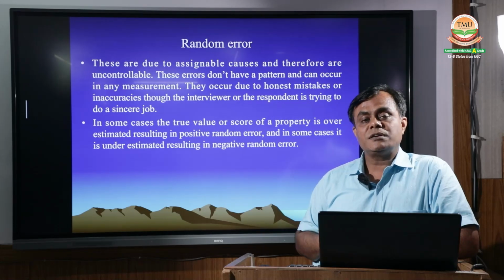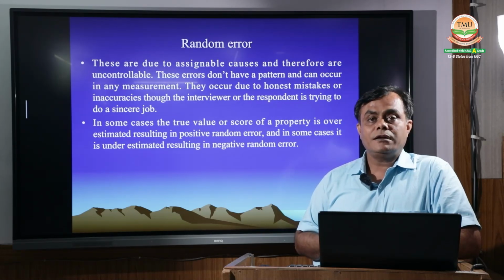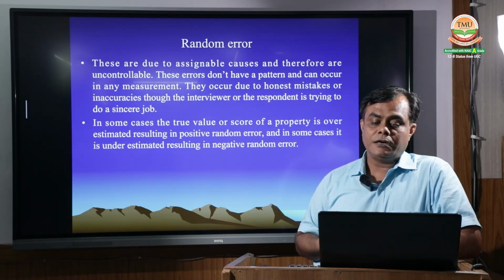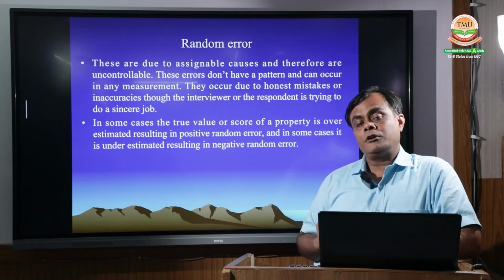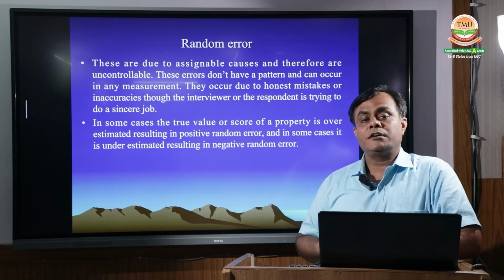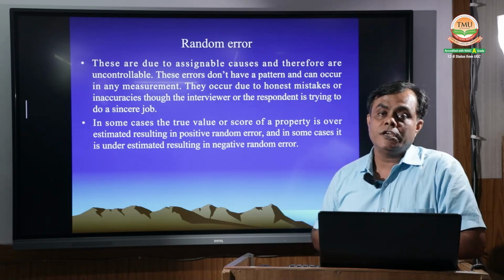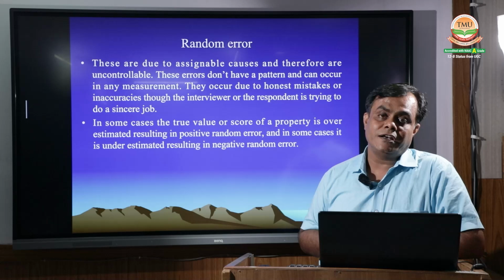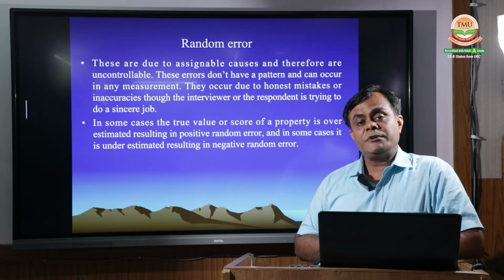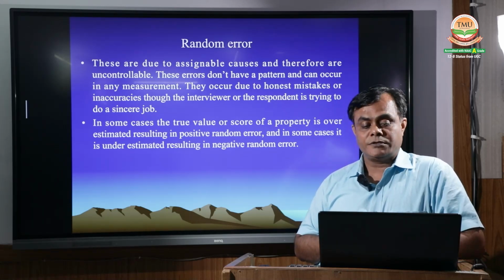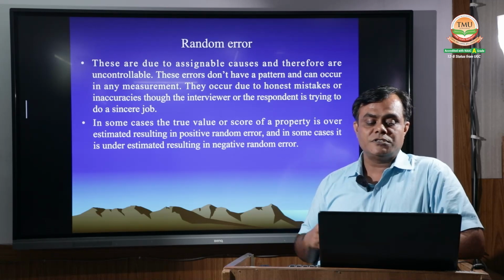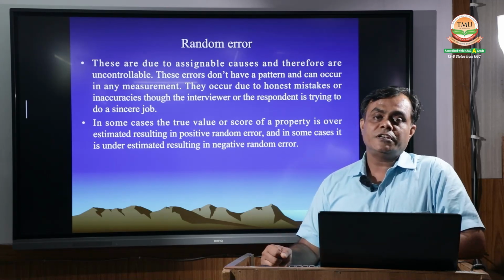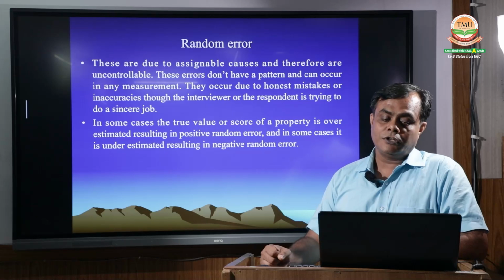Next is systematic error. Unlike random error, systematic error has a pattern in its occurrence. We already went through random error, and one characteristic of random error is that there is no particular pattern in it. But systematic error has a particular pattern. Mostly they are constant in all the measurements. So systematic error is always constant in all the measurements.